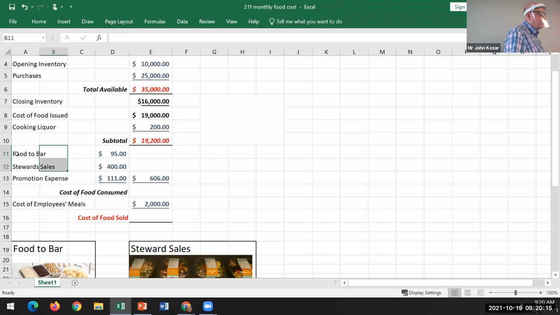Then we're going to have food to the bar, steward sales, and promotion expense. So we haven't talked about steward sales. Does anybody know what steward sales refers to?